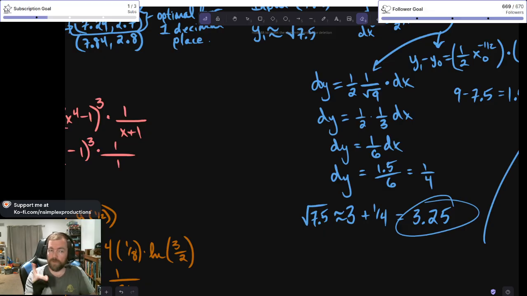So going from 9, we had to come down to 7.5. Therefore, to get the square root of 7.5, we have to come down from 3. So that's 3 minus a quarter, which is going to be 2.75. That's better.